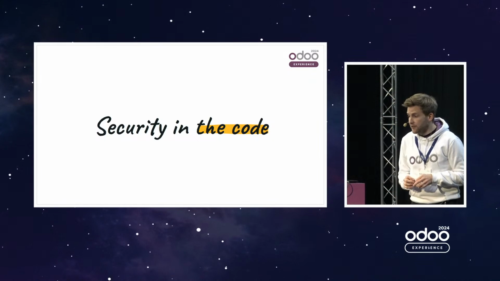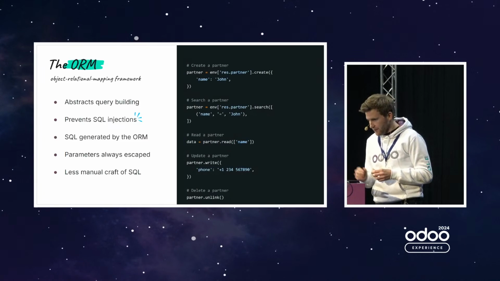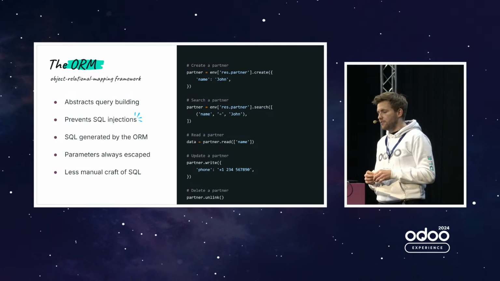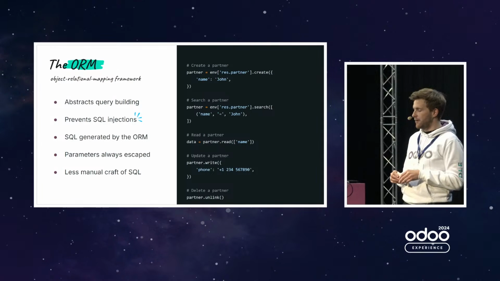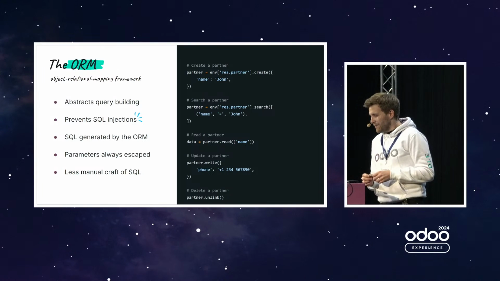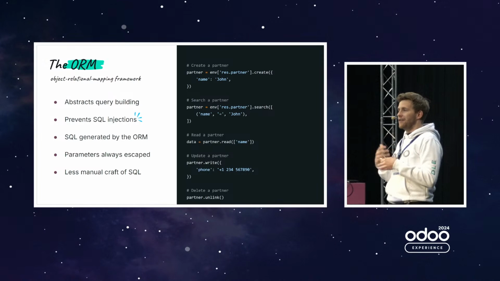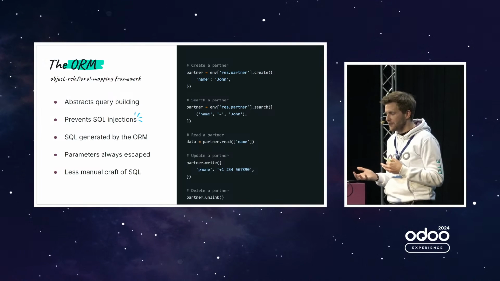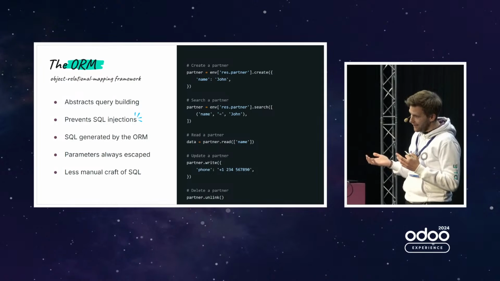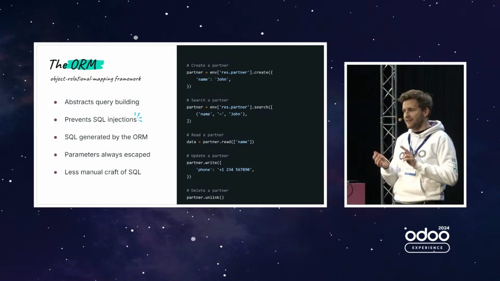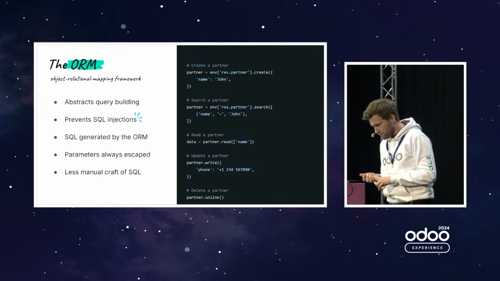So now, security in the code. This is more technical. In Odoo, we have what we call the ORM. I will call it the framework because it's easier to say. It's designed to abstract away the query building, so developers don't have to manually write SQL. You just use the ORM for most of the operations: for search, create, read, write, delete, you just use the framework.